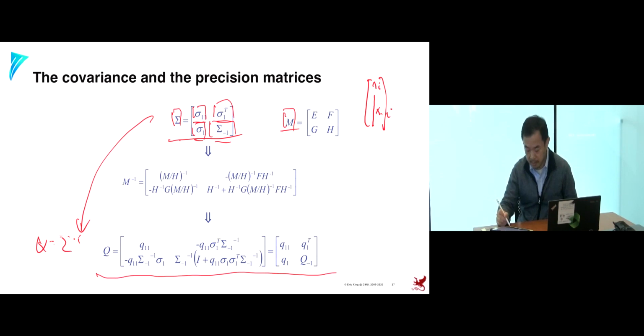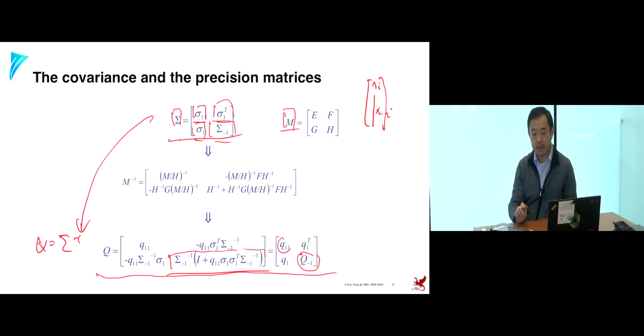remember Q equals the inversion of the covariance matrix, you actually can get the following expression, okay? Where you can actually see where Q and Q minus 1 correspond to in this original expression, okay? So in here, you can see that each of the components in the precision matrix can be expressed as some operation over the submatrices in the original covariance matrix, okay?